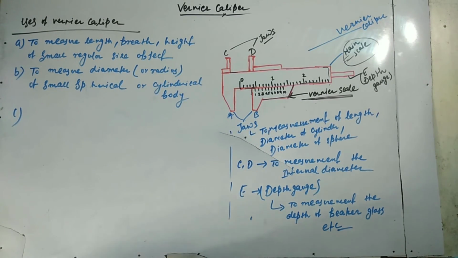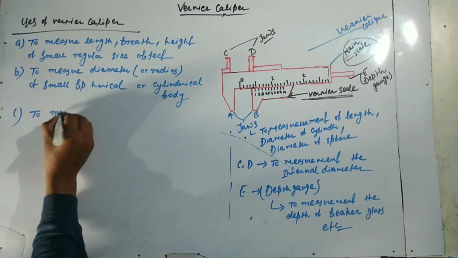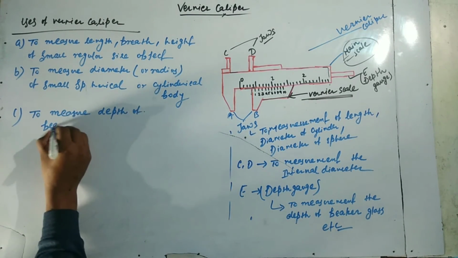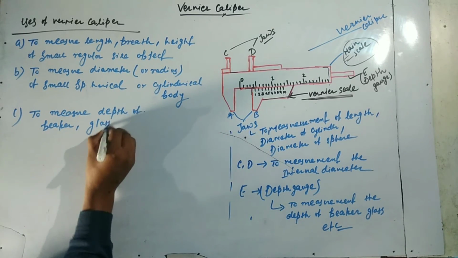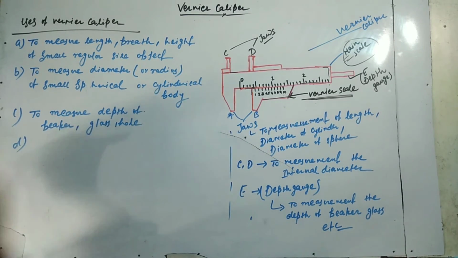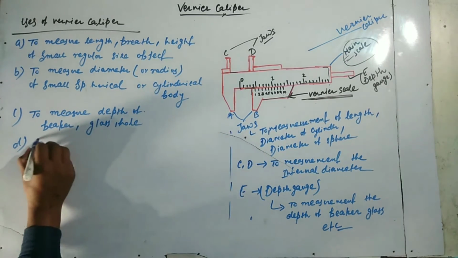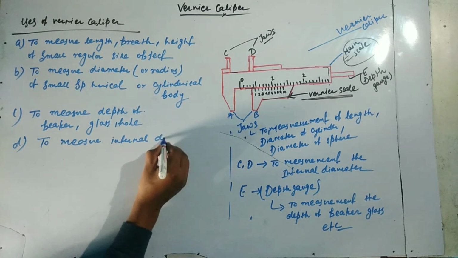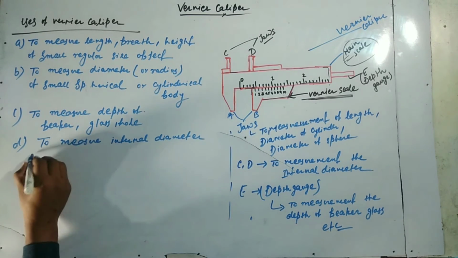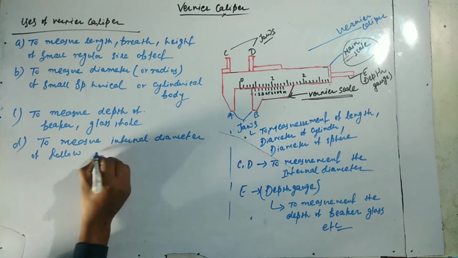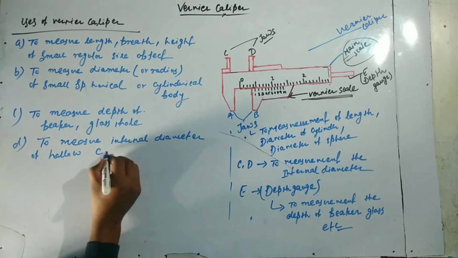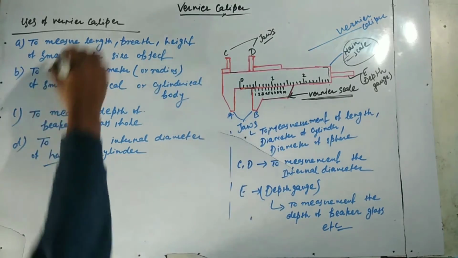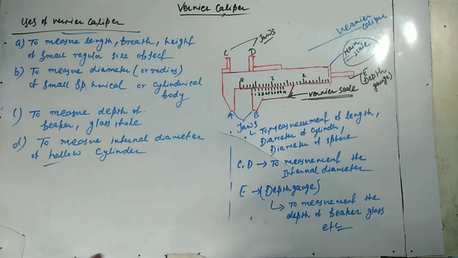C, the depth of a beaker, glass, or hole. The next use is to measure the internal diameter of a hollow cylinder. This is the Vernier caliper and its uses.